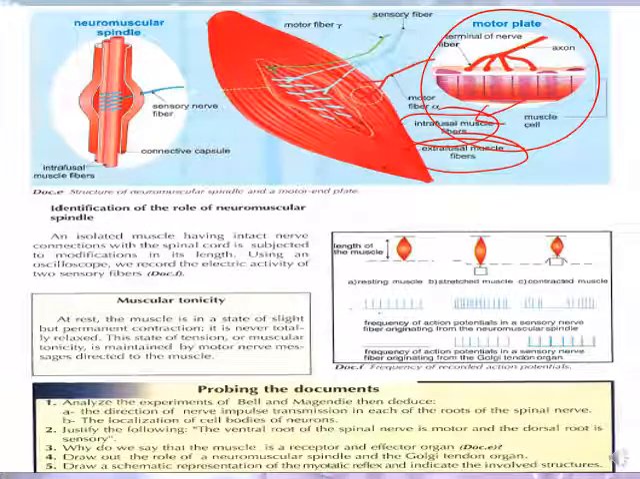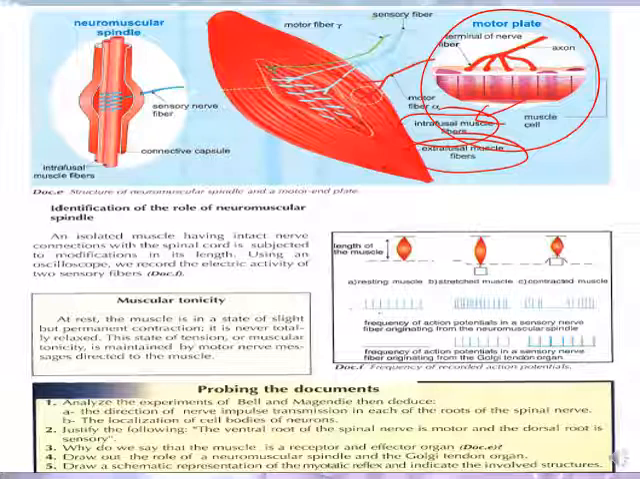Intrafusal muscle fibers are surrounded by sensory nerve fibers forming the neuromuscular spindle. This is what we call the sensory receptor. The contractile extrafusal muscle fibers receive motor nerve fibers and have an effector function. So the muscle at the same time is a receptor and an effector.